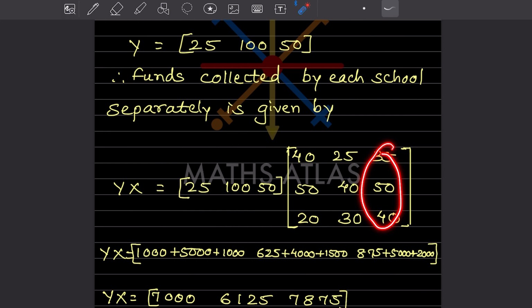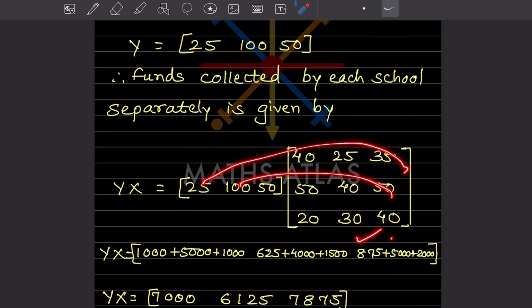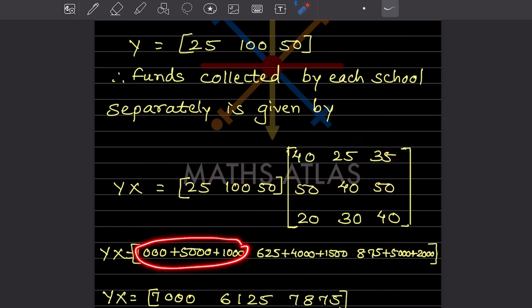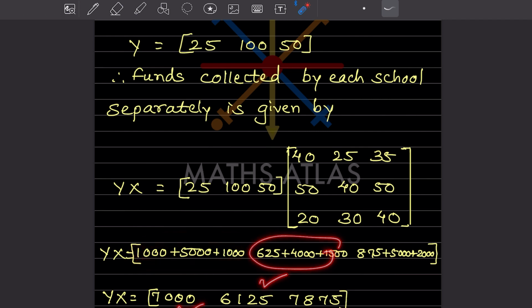Then we'll go for the last one. This is 875, 5,000 and 40 that you have to multiply. So here we are going to add all this. This will be 7,000. When you add this one, 6125, and when you add this, it is going to be 7875.